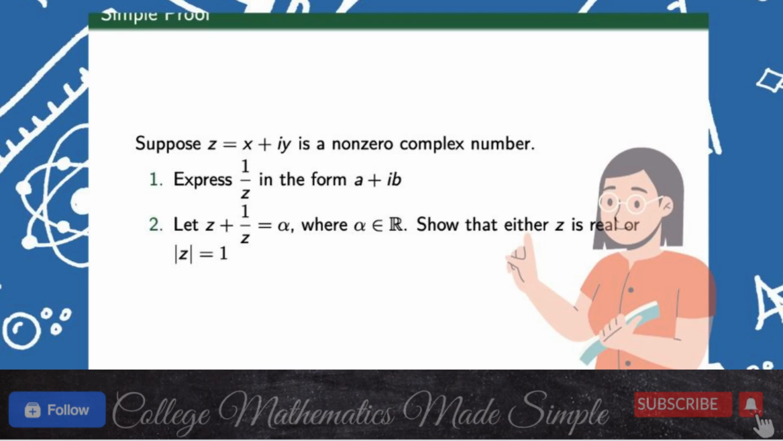In this speaking notes episode, I want to show you how to simplify a complex number and how to construct a simple mathematical proof. Now, given that z is equal to x plus iy, which is a non-zero complex number, we want to simplify 1 over z and express it in the form of a plus ib.